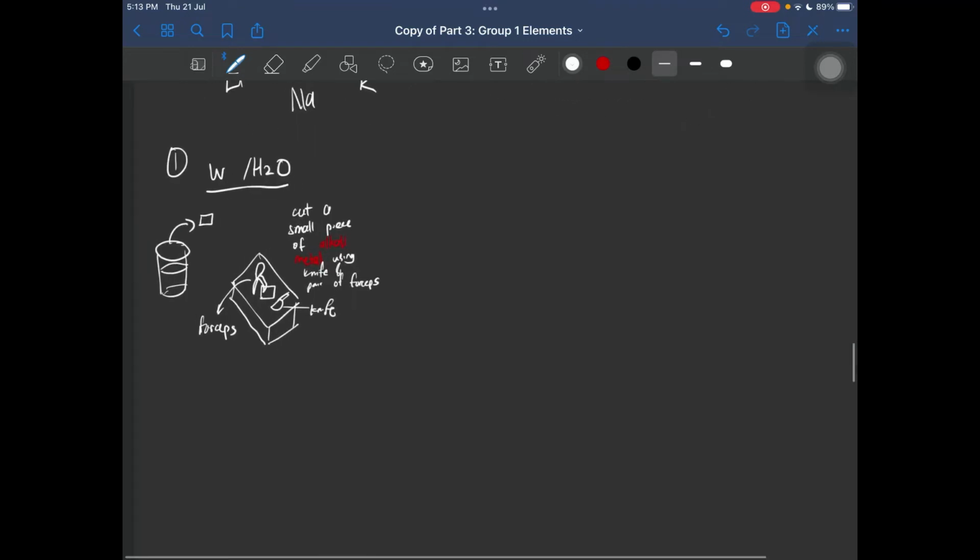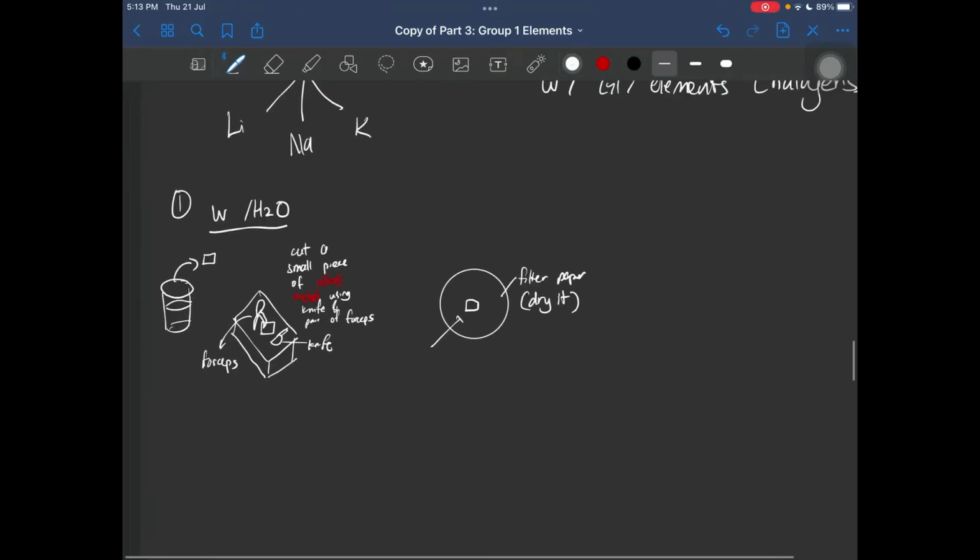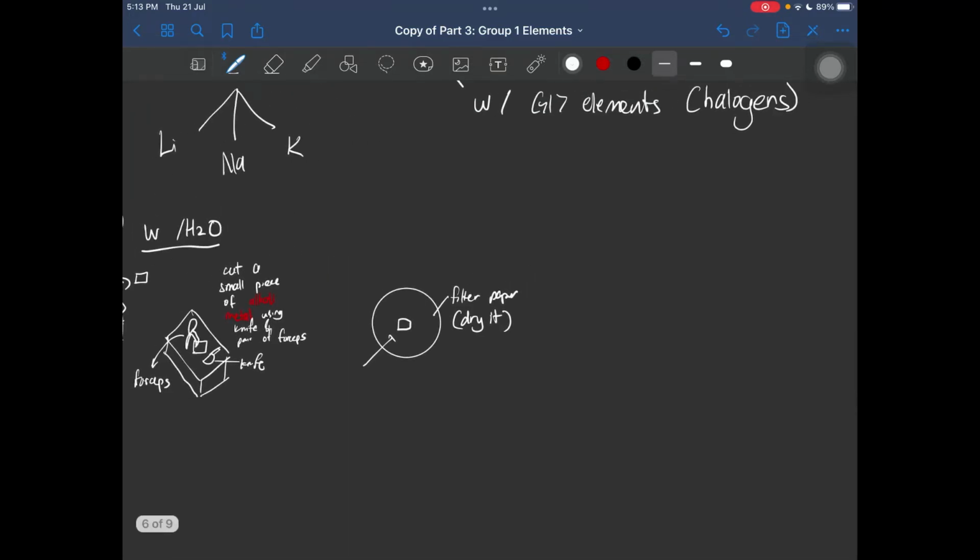Second thing, we're gonna take this small piece of lithium metal that we've cut, and we're gonna put it on a filter paper to dry it. We're gonna put the small piece of lithium alkali metal that we have cut on a piece of filter paper to dry the metal.